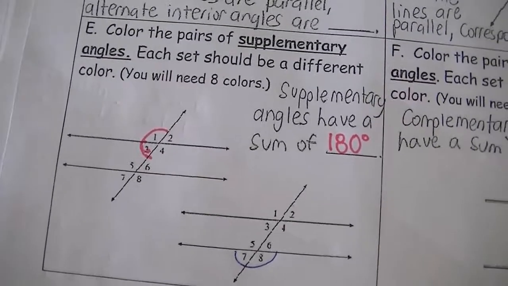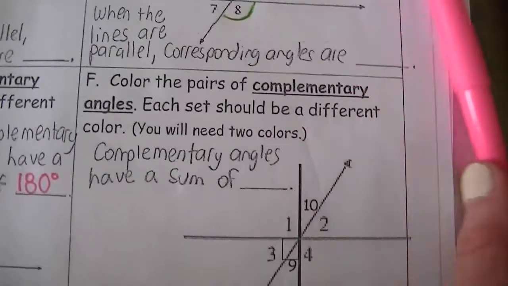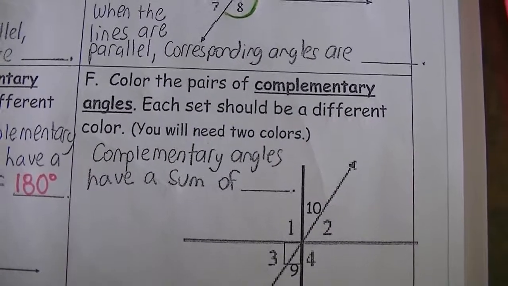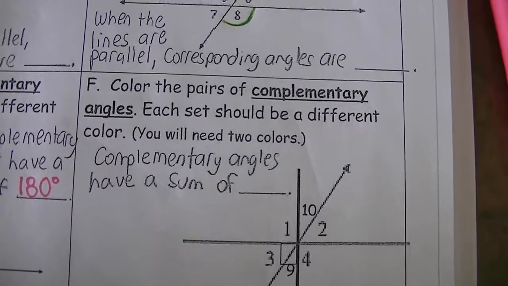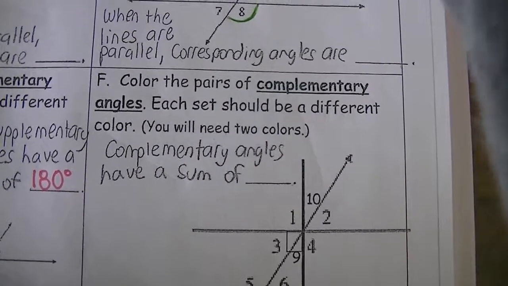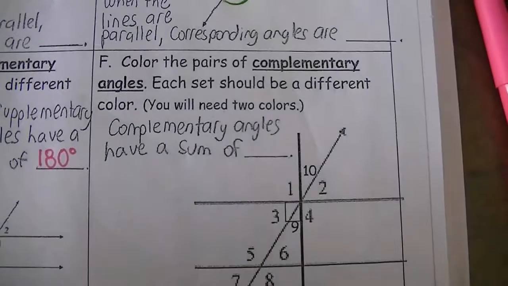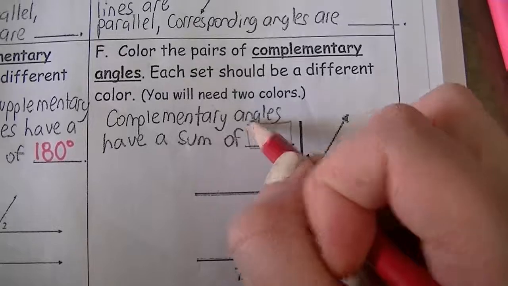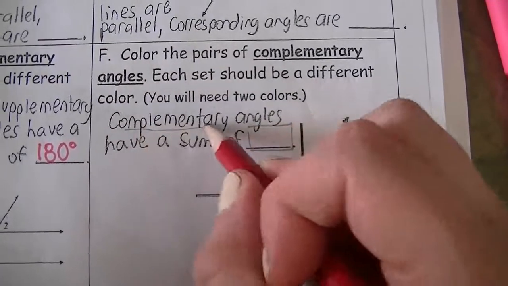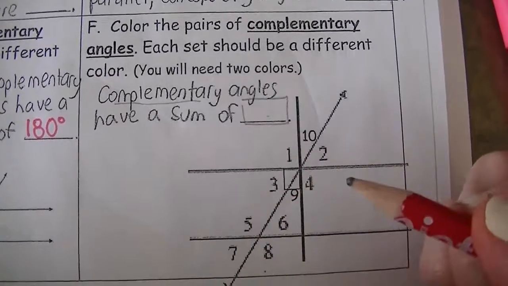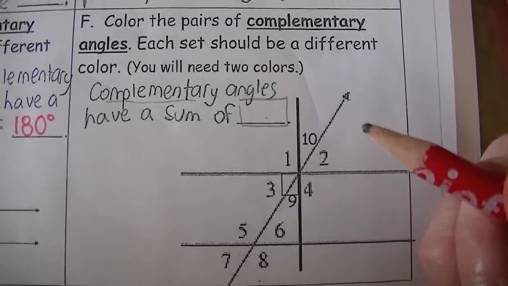All right, now the last one for this page. It says that you got to color the pairs of complementary angles, and each set should be a different color. You're going to need 2 colors to fulfill the requirements for this one, okay? Complementary angles have a sum of how many degrees? There are 2 angles that add up to a certain degree. And I'm going to show you one of the two examples.